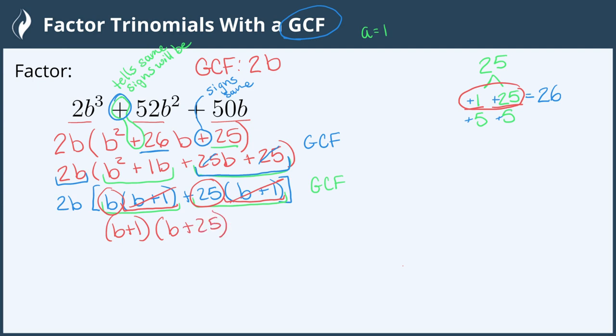We could continue putting on the brackets, or we can just put the 2b out here since both of our terms are also in parentheses, so we know that it's being multiplied to both of them. And so now we have completely factored our trinomial with a greatest common factor. And now we're all done.